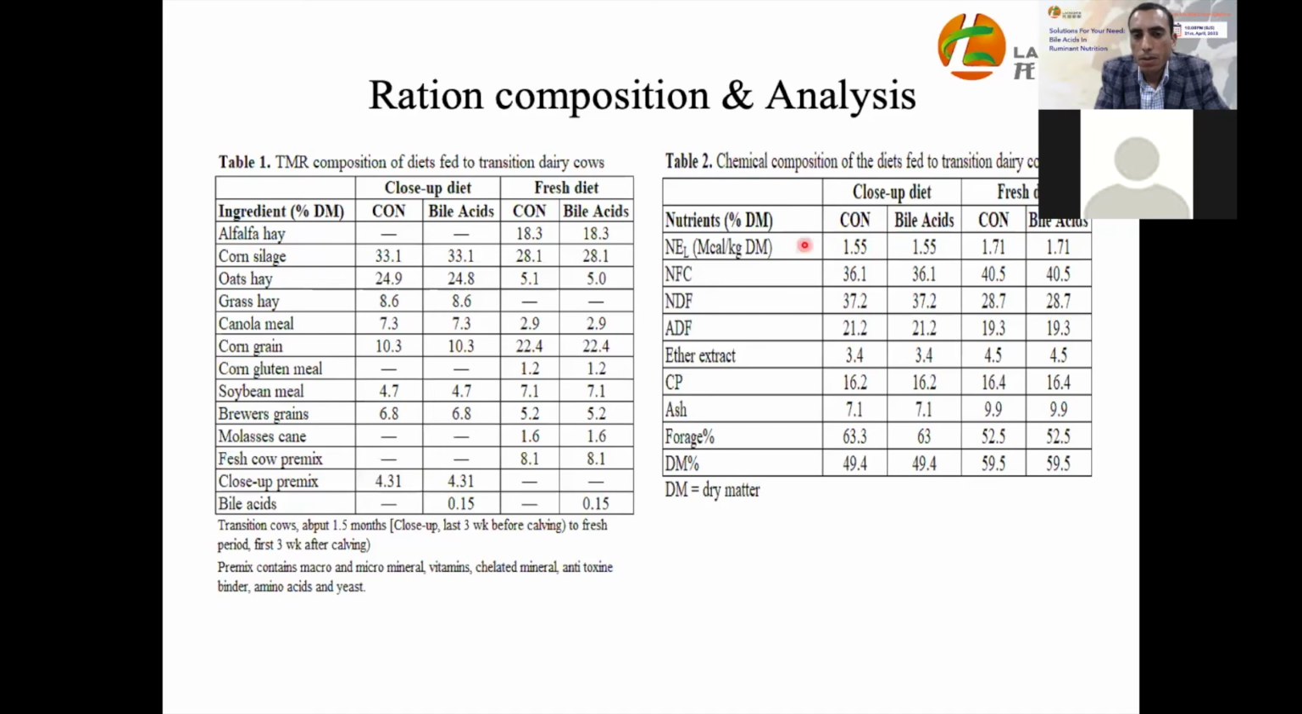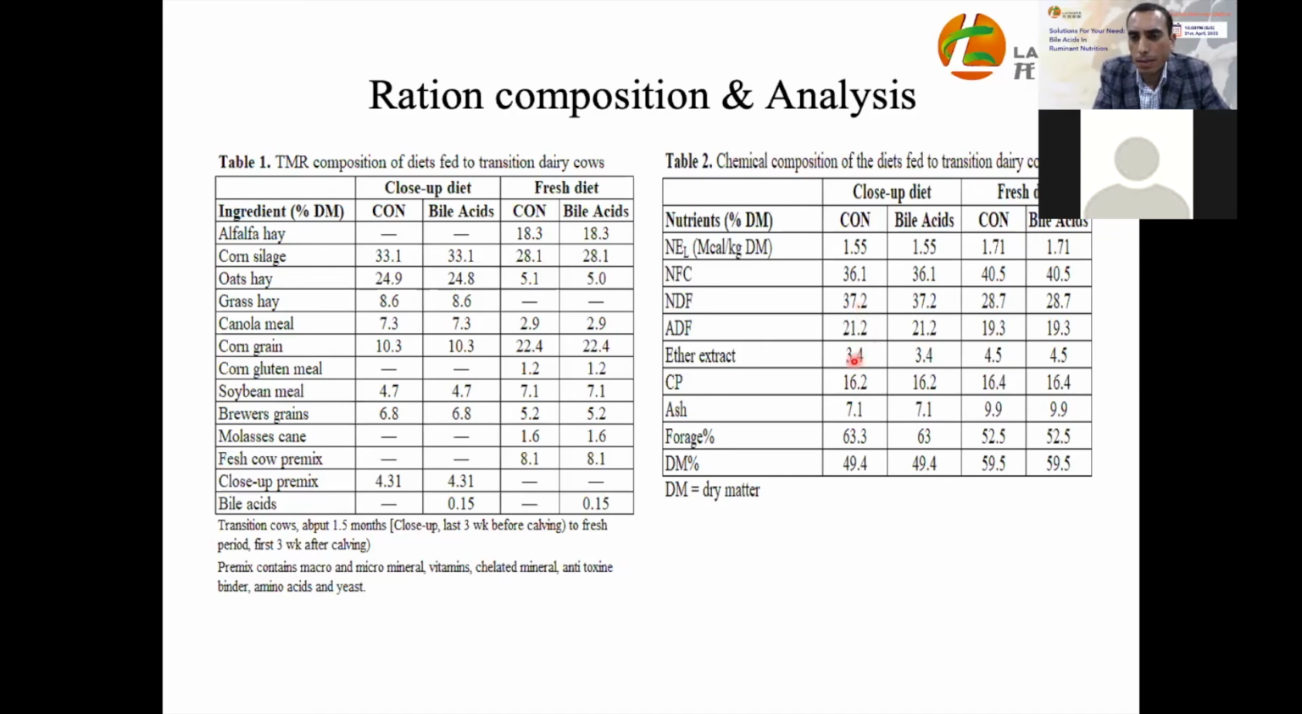During the two periods, we used high-density energy: 1.5 during the close-up, and during the fresh period we're using 1.7 net energy of lactation per megacalorie per kilogram dry matter. In FC during the close-up, it's within the lower level, near 35 or 36, and the NDF is high because we're using a lot of forage during this time, and most forage is high in NDF.